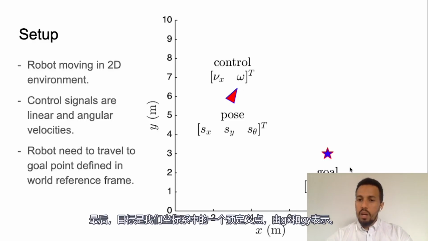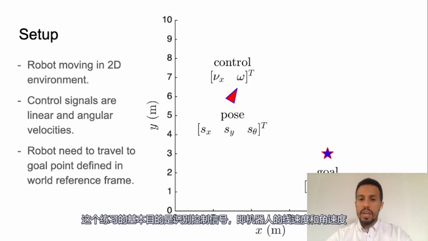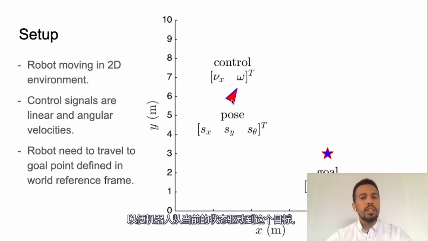Finally, we have the goal. It's a predefined point in our coordinate system that is represented by gx and gy, and the aim of this exercise is basically to identify the control signals, the linear velocity and the angular velocity of the robot, such that the robot is going to drive from its current pose all the way down to this goal.